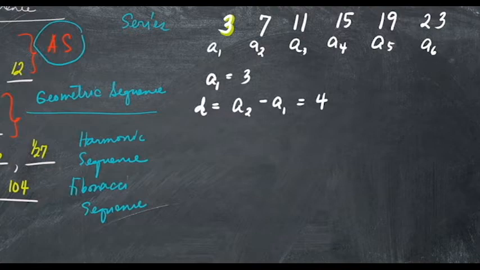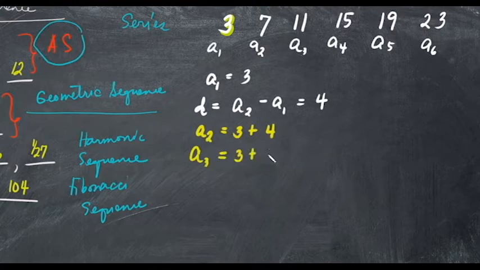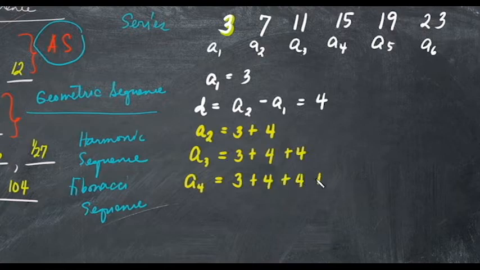So if you'll notice, your a sub 2 is equivalent to 7, and it's equivalent to 3 plus 4. Right? A sub 2 is 3 plus 4 because to get to 7, you have to add 4 to 3. Your a sub 3, which happens to be 11, is 3 plus 4 plus another 4. Your a sub 4 is equivalent to 3 plus 4 plus 4 plus another 4.